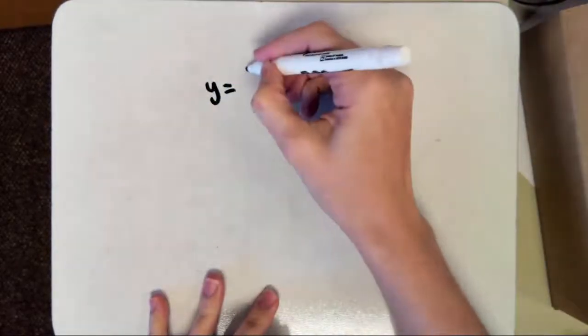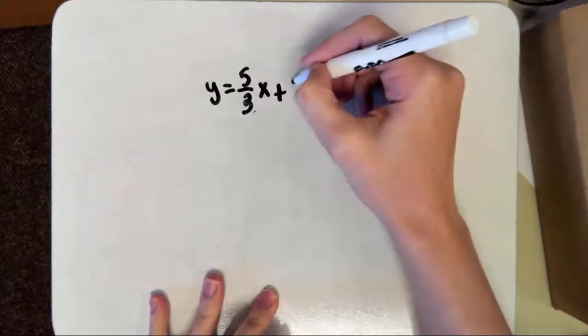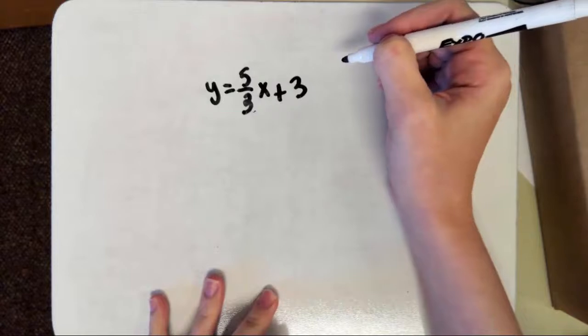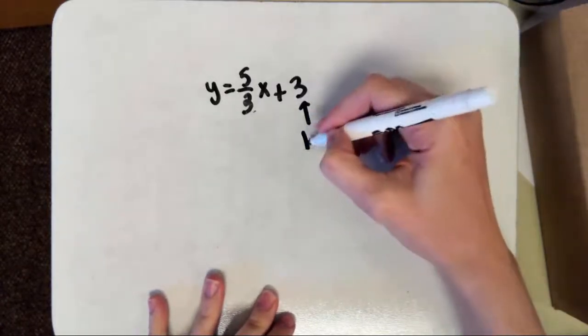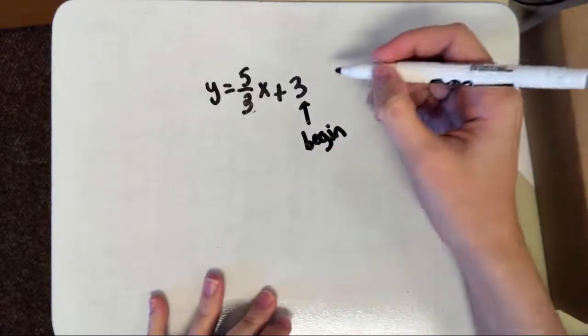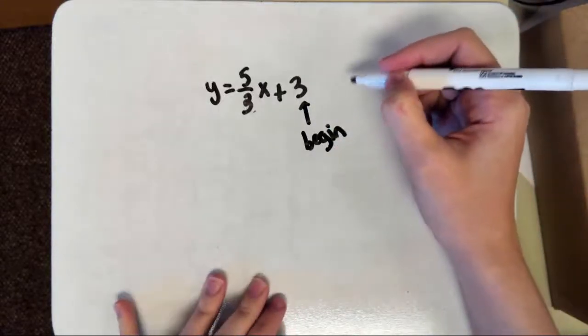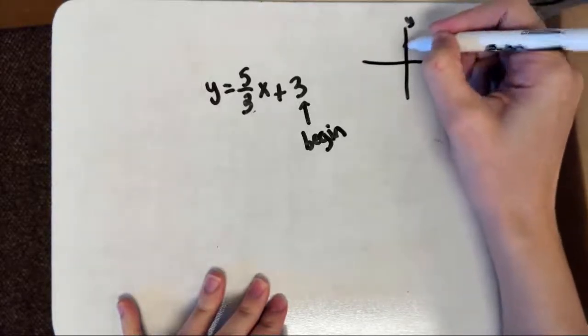When we have an equation, if it's solved for y, let's say that this is our equation, y equals 5/3 x plus 3. We would begin with the point they're telling us, which is 3. That's going to go on the y-axis. It'll be our y-intercept. And so remember that our y-axis is the one that's up and down. This is y. So we'd start at 3.